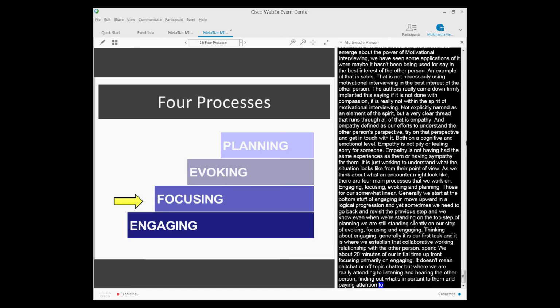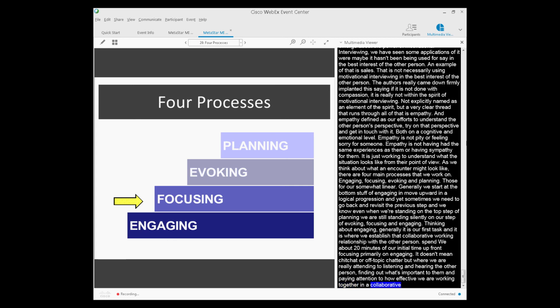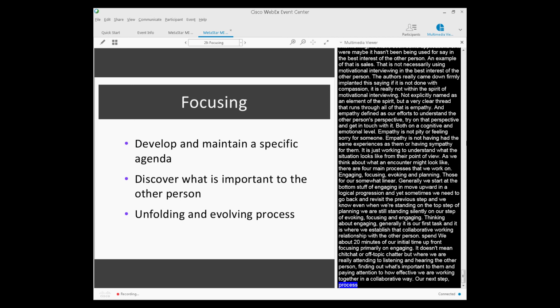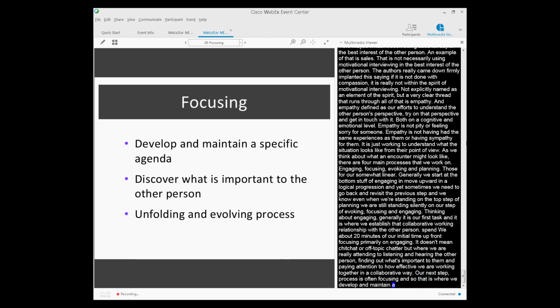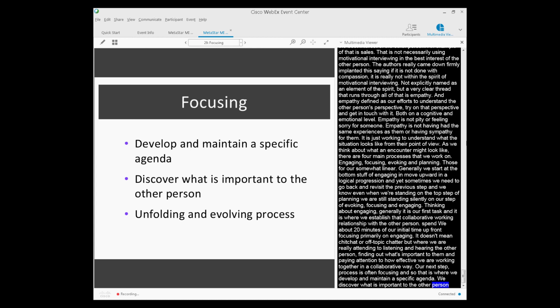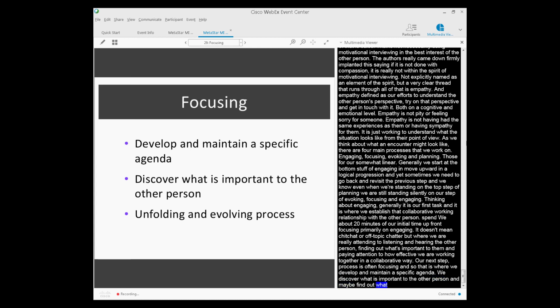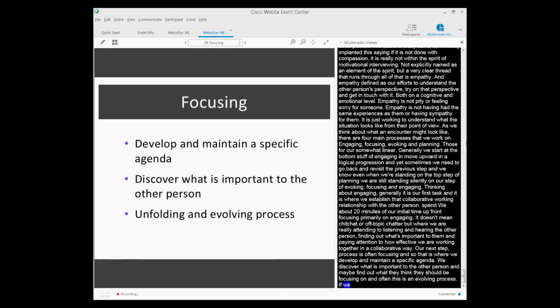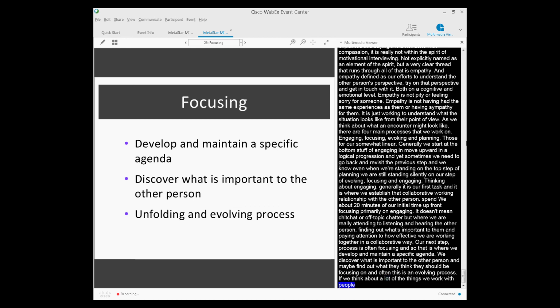Our next step, or our next process, is often focusing. And so that's where we develop and maintain a specific agenda. We discover what's important to the other person, maybe find out what they think they should be focusing on. And often this is an unfolding and evolving process. If we think about a lot of the things that we work with people on, there are lots of discrete behaviors that could be an area of focus.